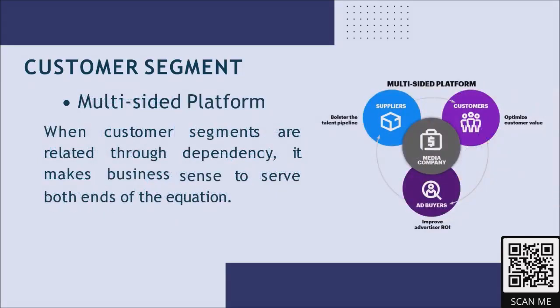Multi-sided platform. When customer segments are related through dependency, it makes business sense to serve both ends of the equation. Amazon, eBay, and other online marketplaces are well-known examples of multi-sided platforms connecting buyers and sellers directly.